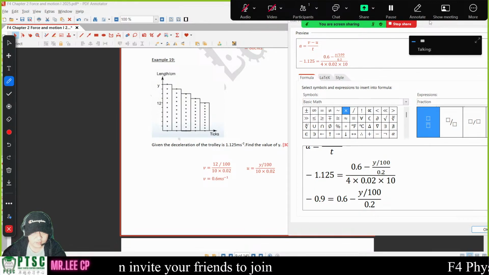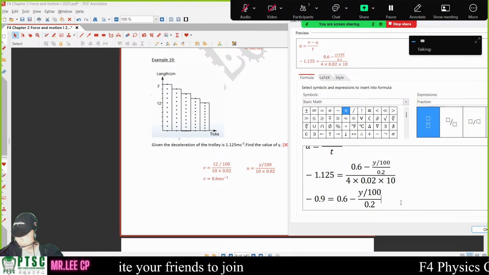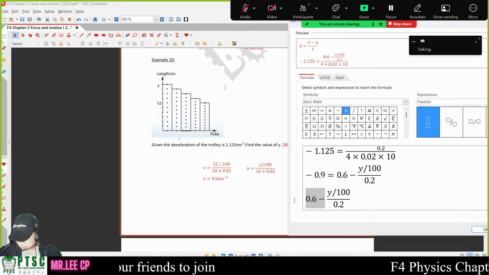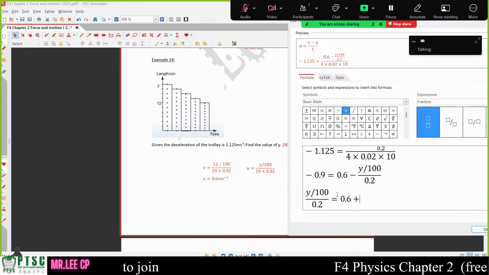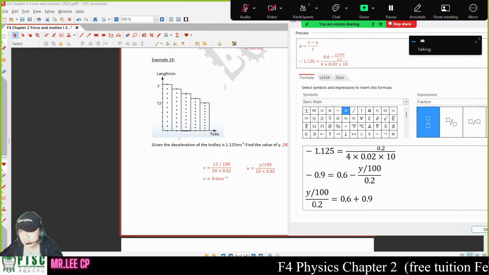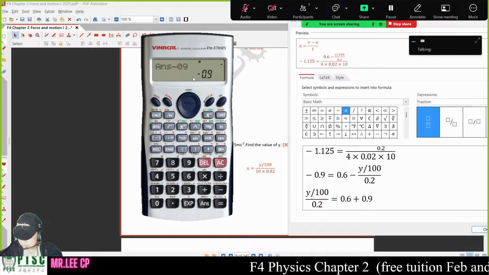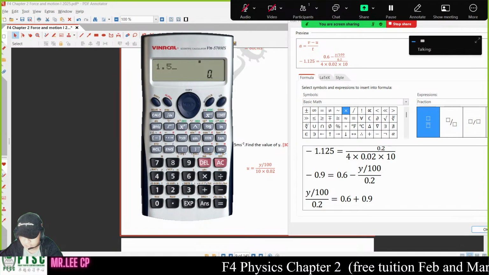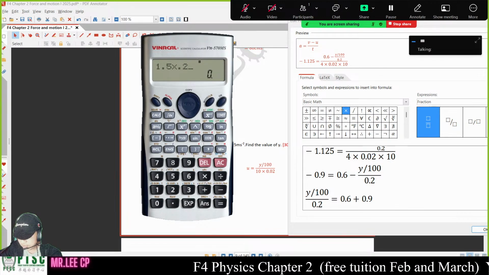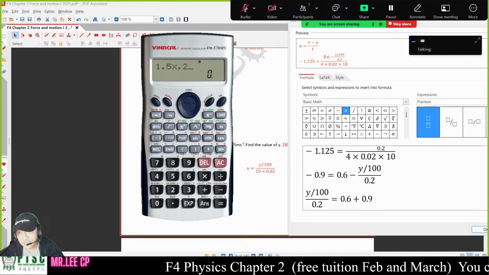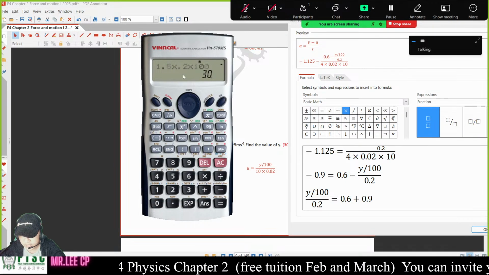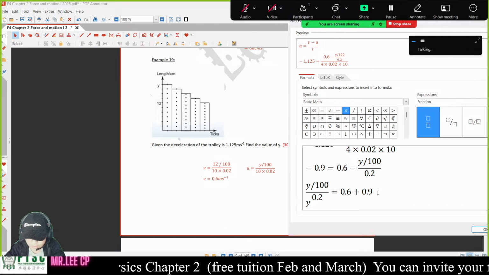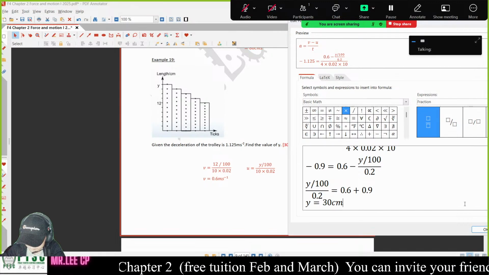So what we have is y over, so this one is positive already. I bring it to this side, so it's equivalent to 0.6 plus 0.9. This negative 0.9 I bring to here becomes positive. So 0.6 plus 0.9 is 1.5. 1.5 times 0.2, and then this over comes to here becomes times 100. So you get your y as 30 cm. y is equal to 30 cm. So this is my answer.